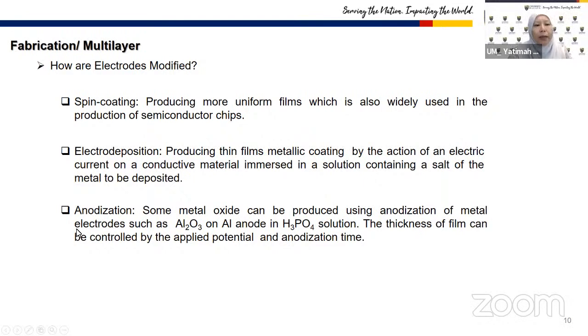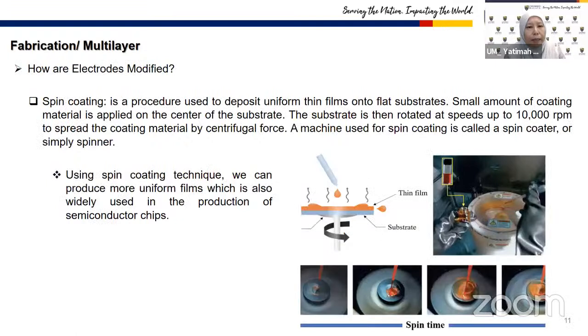And the other one is anodization. This is also an electrochemical method, whereby in this particular case, we can use a metal electrode, such as aluminum and so on, that can be anodized. With this one, we can also control the thickness of the film by the potential range that we apply for this anodization, and depending on the time as well. So these are some of the techniques that can form multilayer electroactive materials on top of the electrode. We go one by one through the examples.